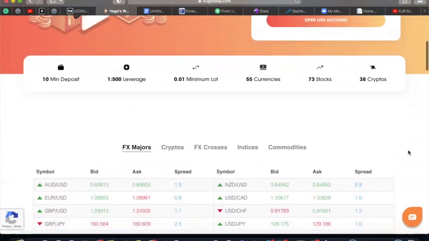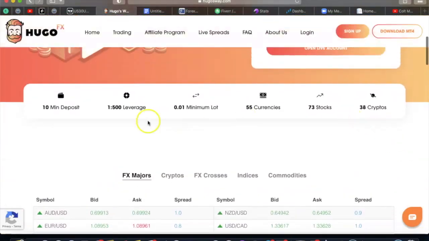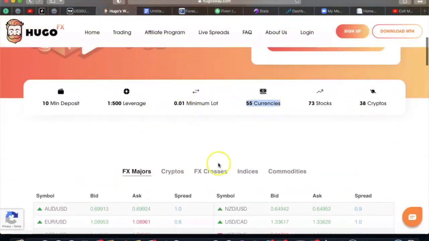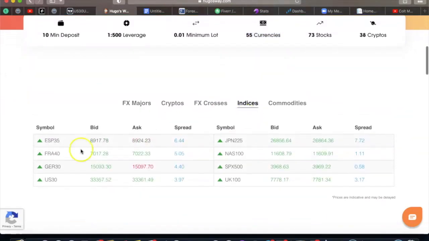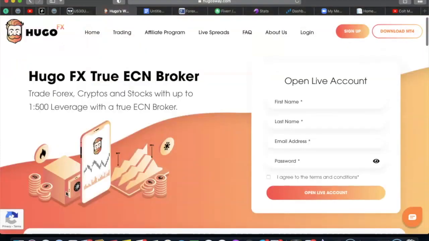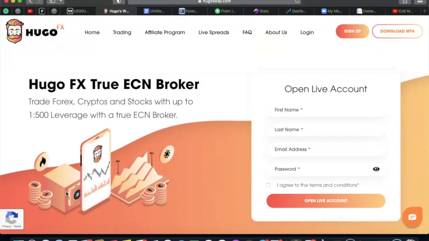You're just going to go right here and sign up. You can see that it has 55 currencies. So indices, if we go right here, you can see we have US30, JUR30, FRA 40, ESP, NAS 100 is another pair, and then the S&P 500. But we're mainly focused on US30 right here. They do have it on there for you guys to sign up. The sign up process is extremely easy.